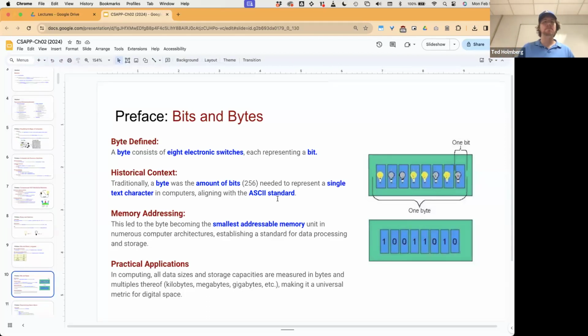Okay, let's talk a little bit about memory addressing. So we talked about how this led to the byte becoming the smallest addressable memory unit. You might have some outlier computer systems, but almost all computer systems now define all of our data measurements in terms of bytes, right? To the point where in practical applications in computing, all data sizes and storage capacities are measured in bytes and multiples thereof. So like kilobytes, megabytes, gigabytes, a universal measure for how large data is that's to be processed.